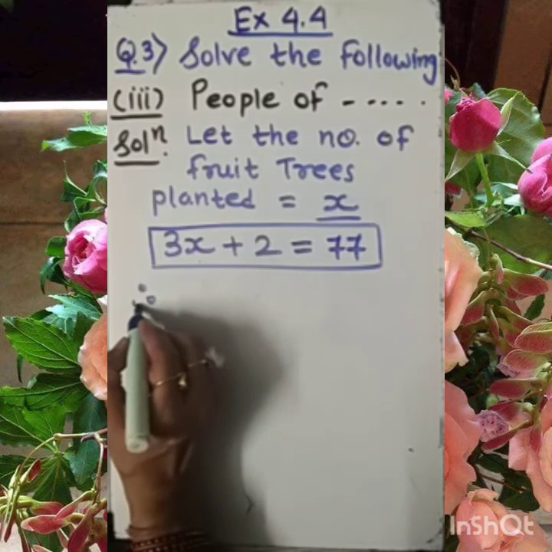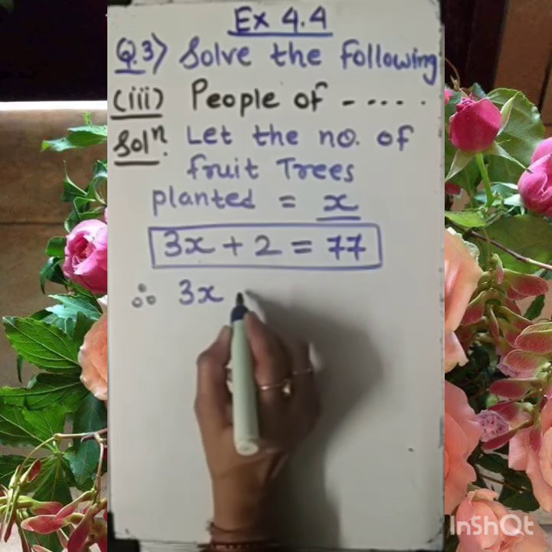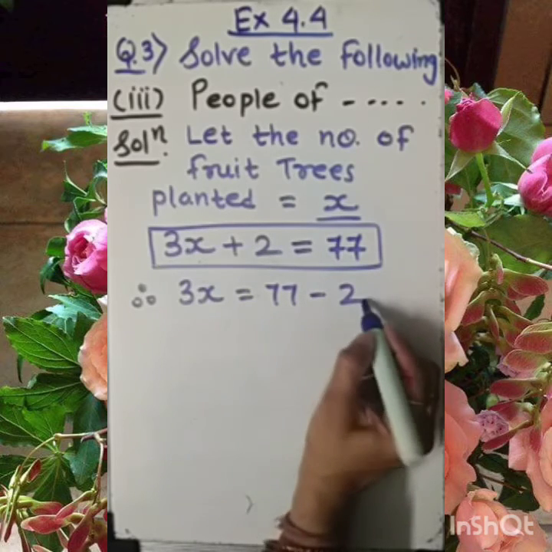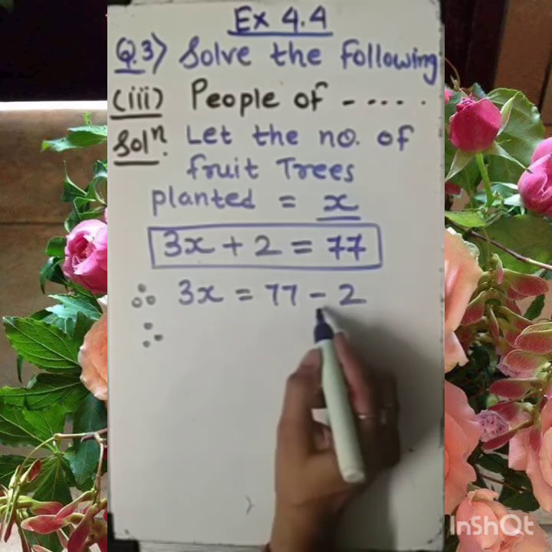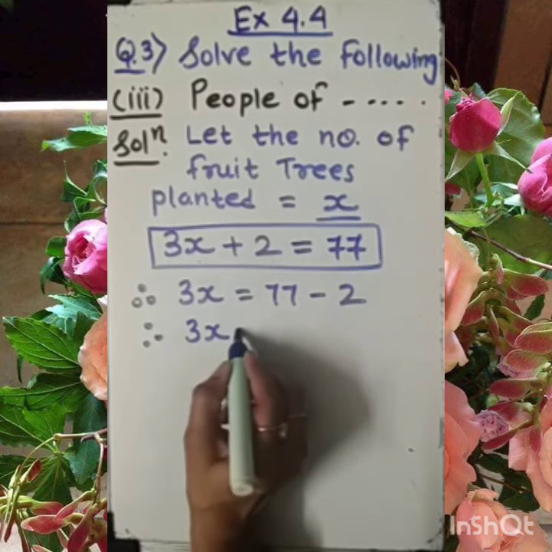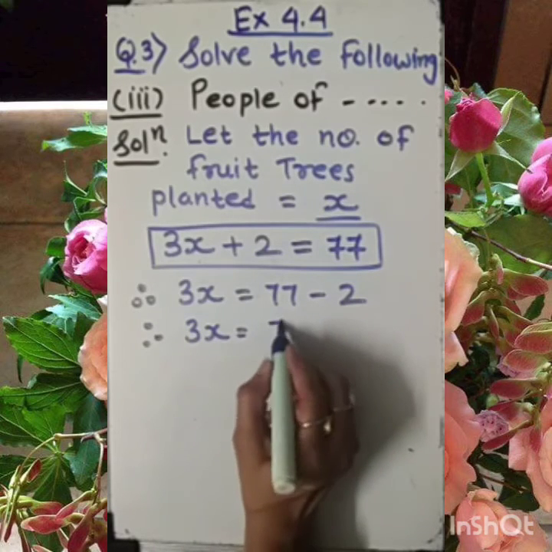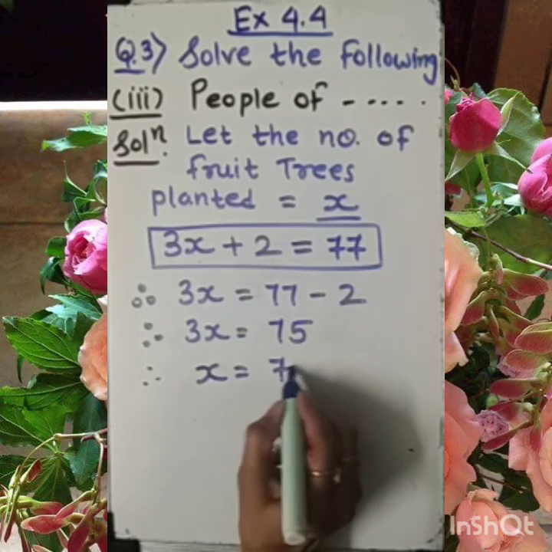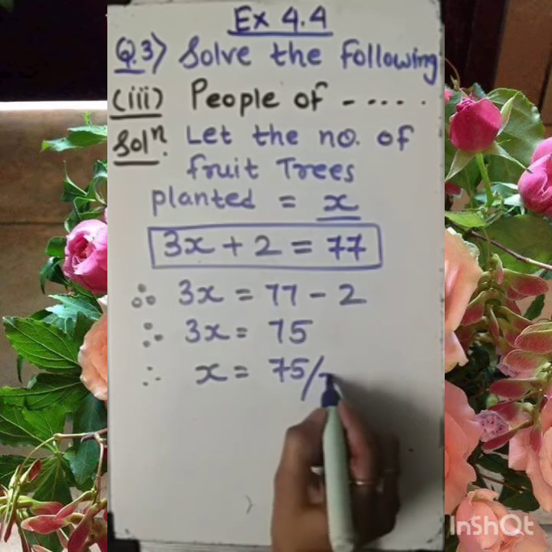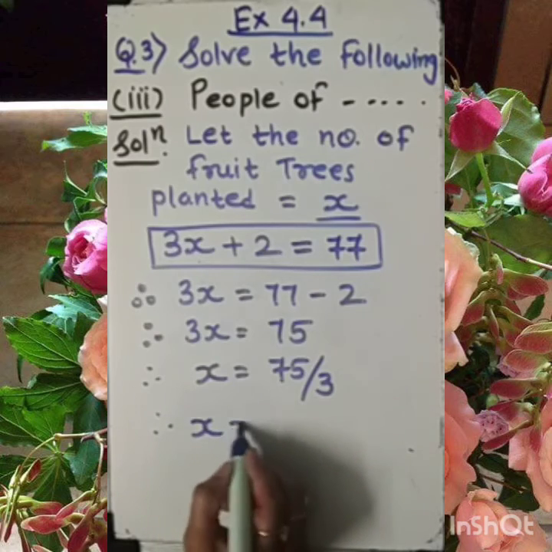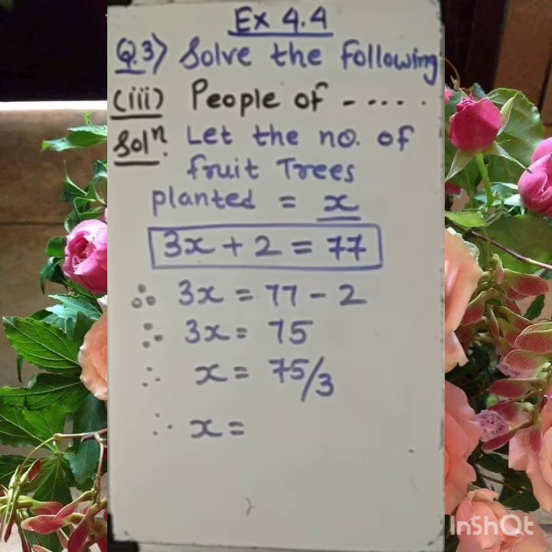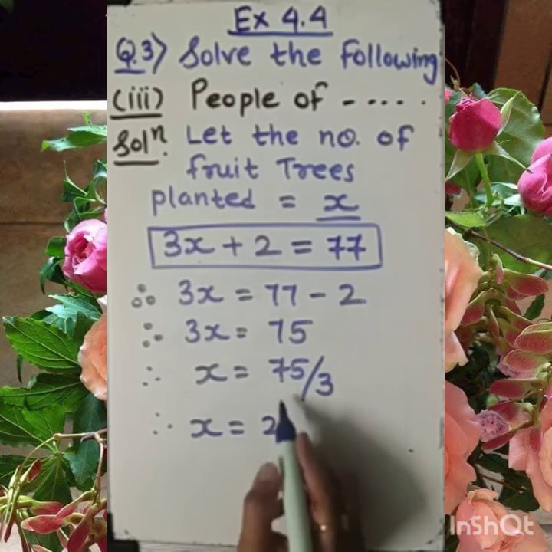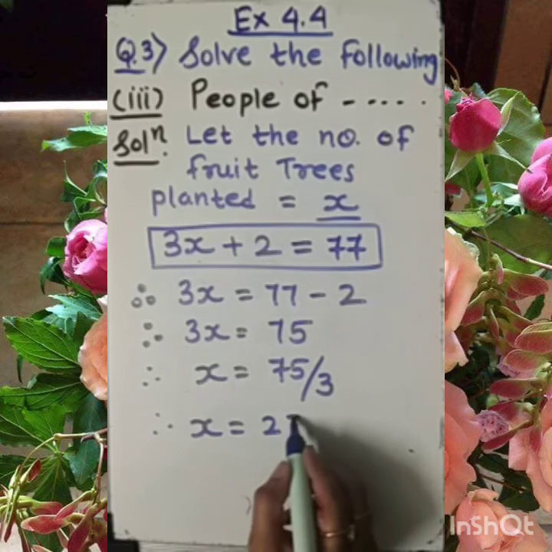Now let's solve it. You know very well this plus 2 is here. If I transpose it to the right side, it will become minus 2. You know, dear students, 77 minus 2 is 75. Therefore, x equals 75 divided by 3. If we divide 75 by 3, 3 twos are 6, 15 will be left, 3 fives are 15.